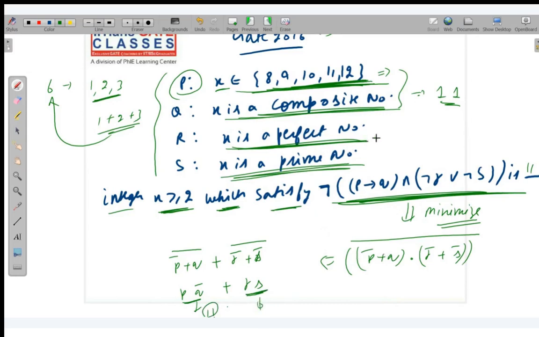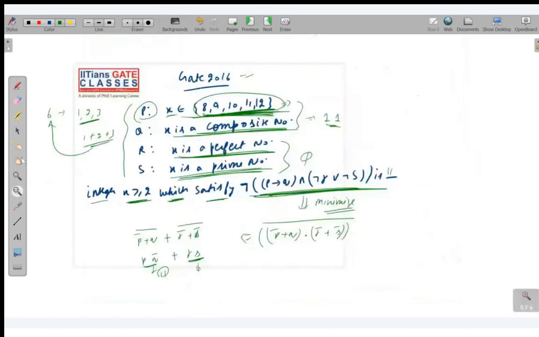Just try to think of any number, not only these numbers. What is perfect and also prime? That is not possible, so it is empty. So finally 11 is the answer. That's it. Now please take a snapshot. I will jump to the next slide.